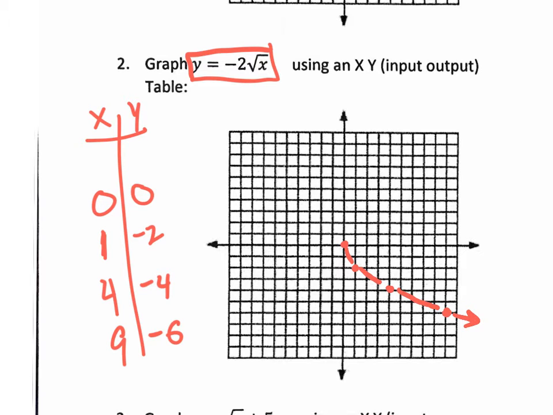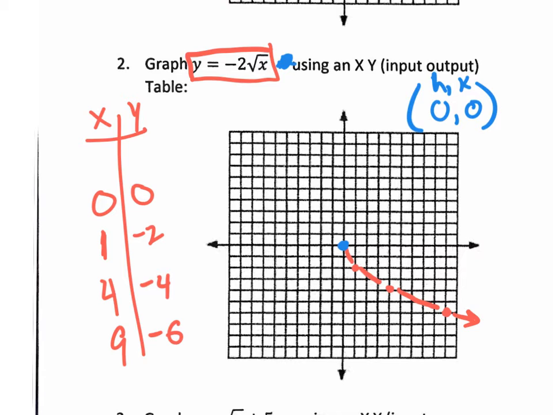So again, the HK coordinate on a parabola is very important. It's the vertex. The HK coordinate right here on a square root is also very important. It's your beginning point. So since there is no h that's being subtracted from x, and there is no k that's being added or subtracted out here, it's 0, 0. That's your beginning point. And that beginning point is very important, especially when you talk about domain and range. I've been forgetting to mention domain and range on all these.